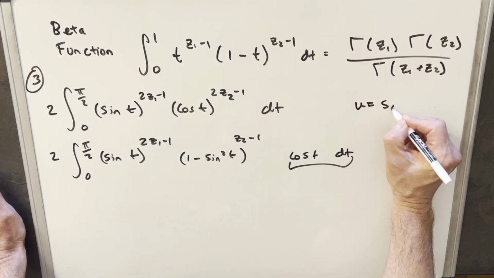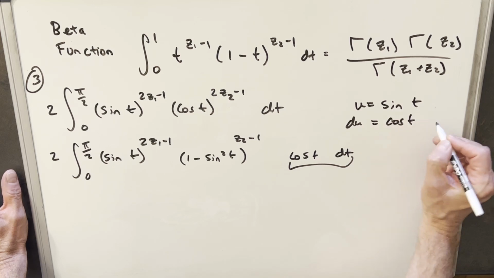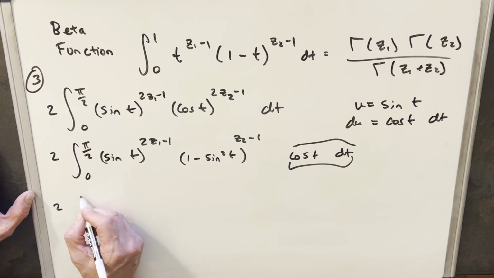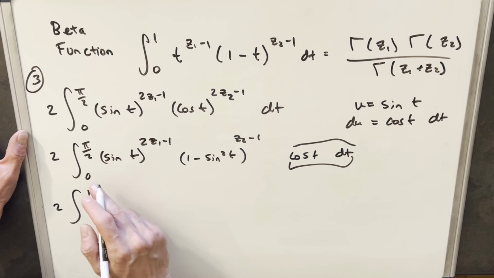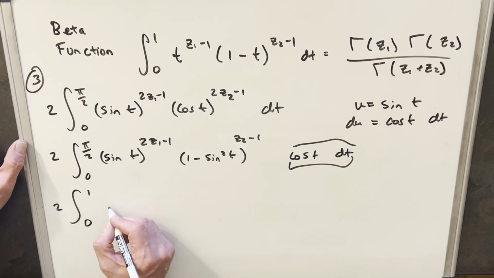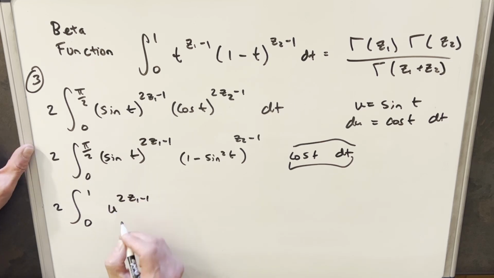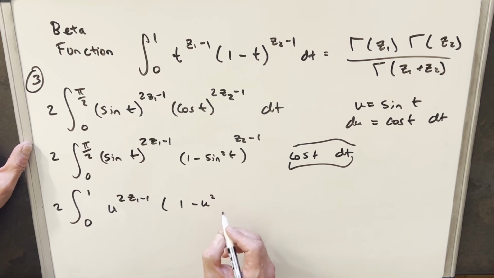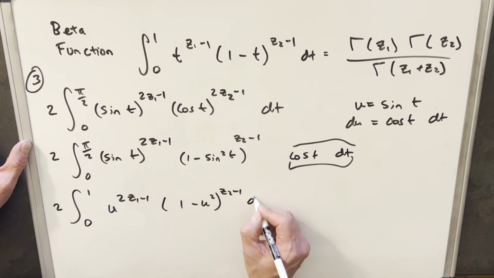My u value is going to be sine of t, and our du is going to be cosine t dt, which we have right here. So when we do this, we'll have our 2 out front still. If I take pi over 2 and plug it in, sine of pi over 2 is 1. If I take 0, sine of 0 is going to be 0. Then sine t is going to be u, so we're going to have u^(2z1 - 1). I hate writing z's. So here we have u^(2z1 - 1). Here we're going to have (1 - u^2)^(z2 - 1). And this is just going to be du.